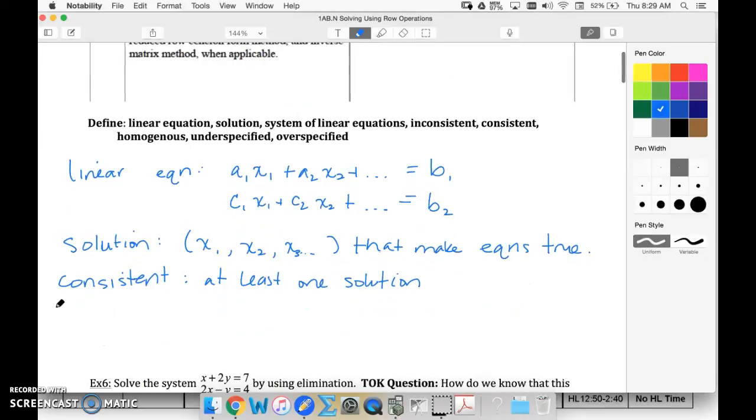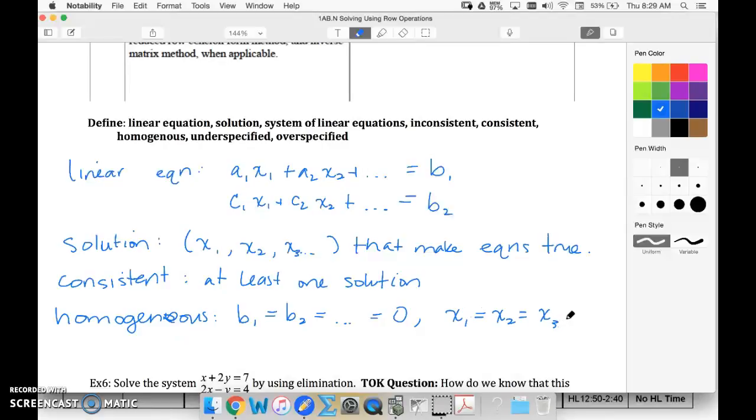Homogeneous equations, a homogeneous system. Homogeneous has all of the constants are 0. In this case, x1, x2, all of our x's will also be 0, is one solution but may not be the only one. So there might be other solutions, but for sure the x is equal to 0 will be a solution.